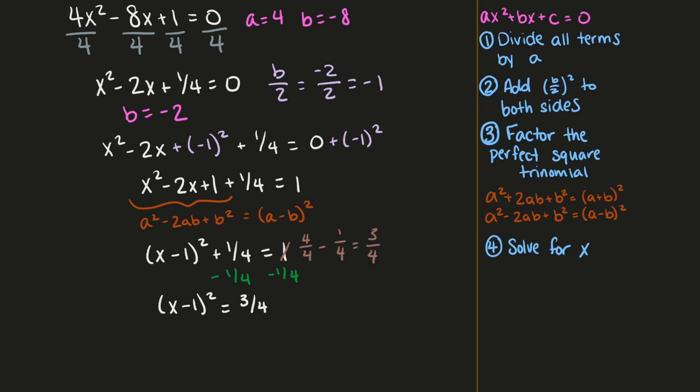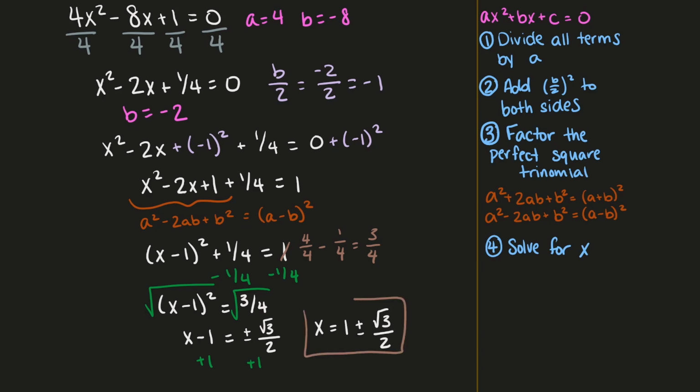Next, we'll take the square root of both sides. So we're left with x minus 1 equals the positive and negative square root of 3 over 2. The square root of 4 is 2, so we can simplify our denominator. And last, we'll add 1 to both sides. So we get our answer. X is equal to 1 plus or minus the square root of 3 over 2.